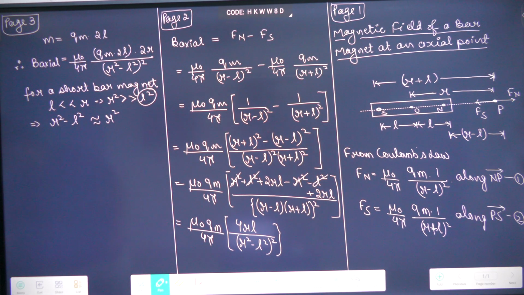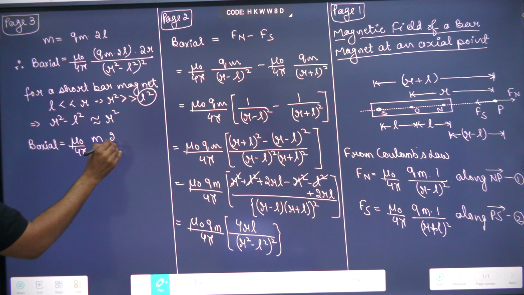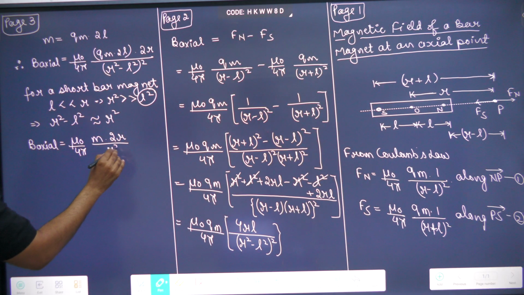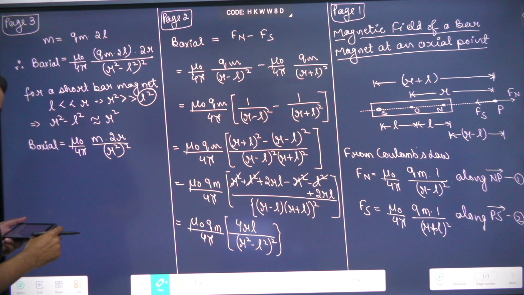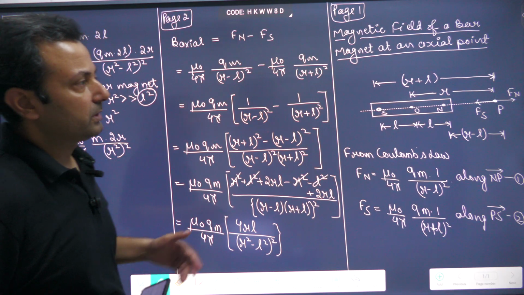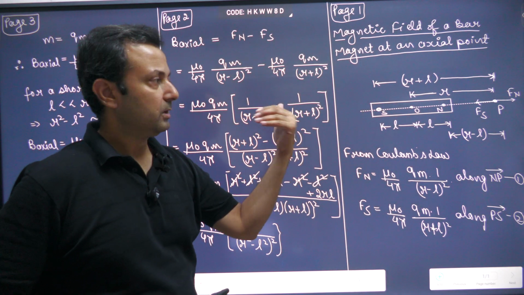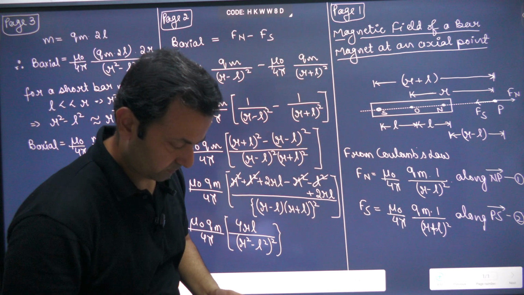Okay, then B axial is equal to mu naught upon 4 pi. What is this Qm into 2l? It is M, into 2r upon r square whole power 2. And what will be the direction? Because we have taken this Fn to be positive and Fs to be negative, the direction will be along NP, the rightward direction. It is along NP.